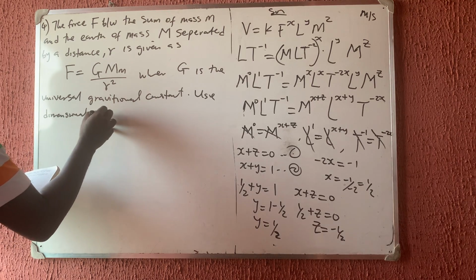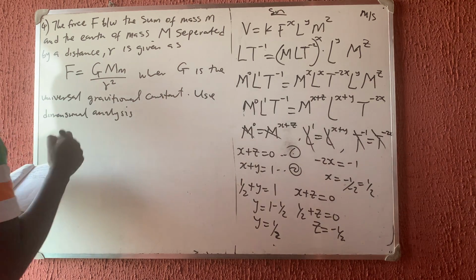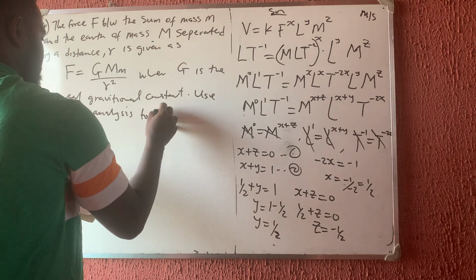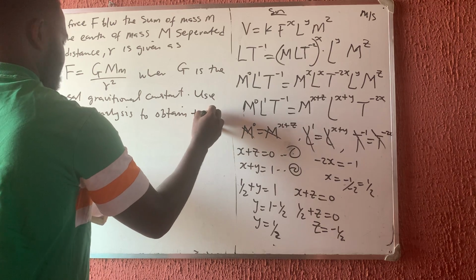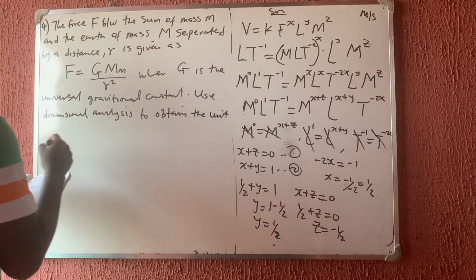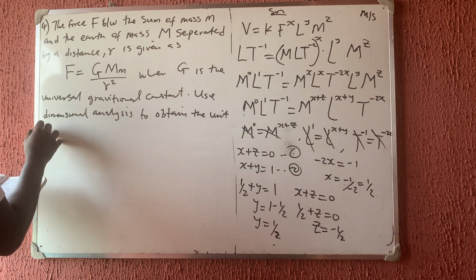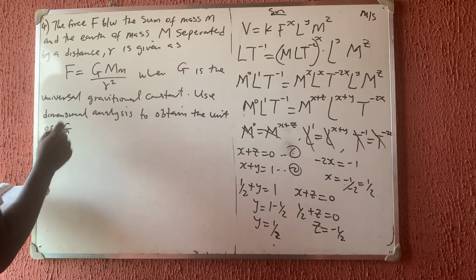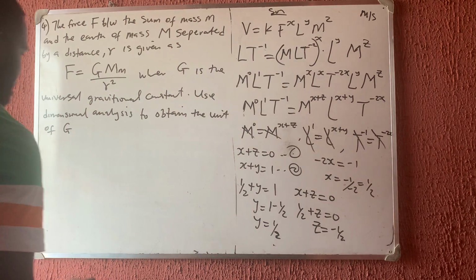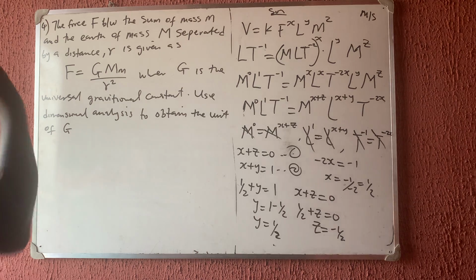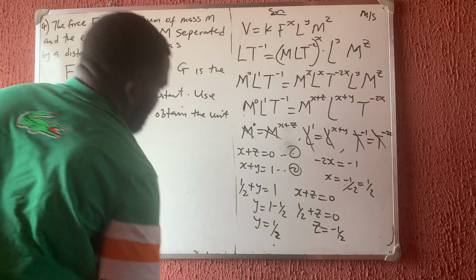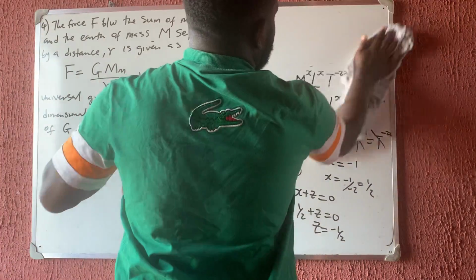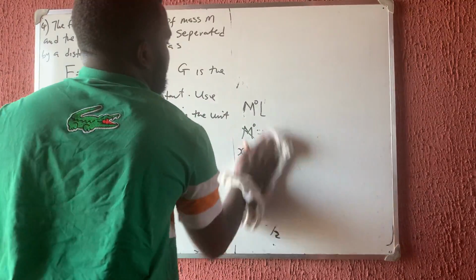Then it says use dimensional analysis to obtain the unit of G. Okay, we want to use dimensional analysis to obtain the unit of G. Now we equally use it to obtain the dimension of G as well. So let me even put it: the unit and dimension of G.